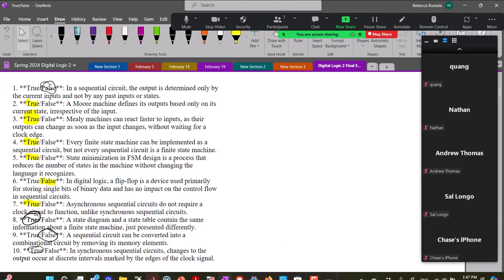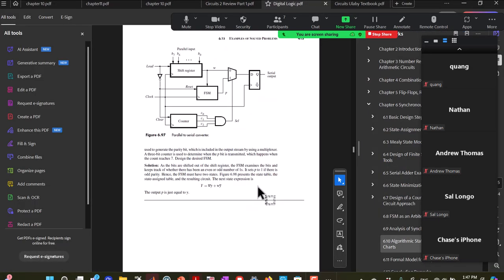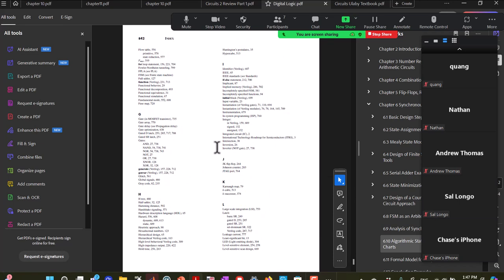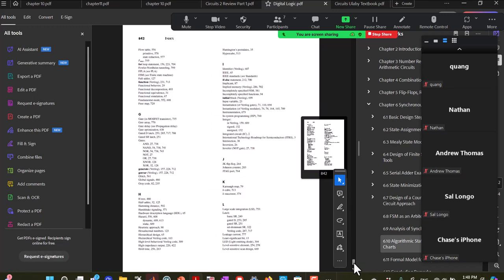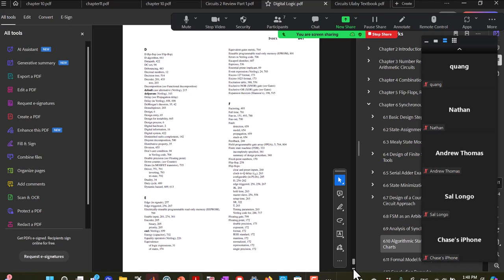Let's look up. Finite state machine. 333. Where's the page numbers?